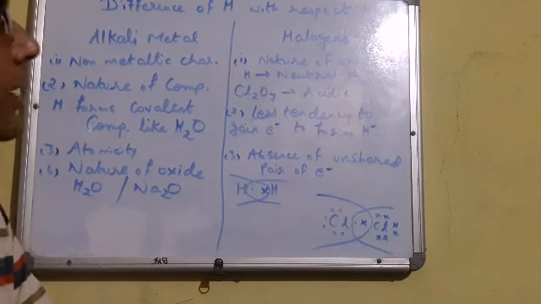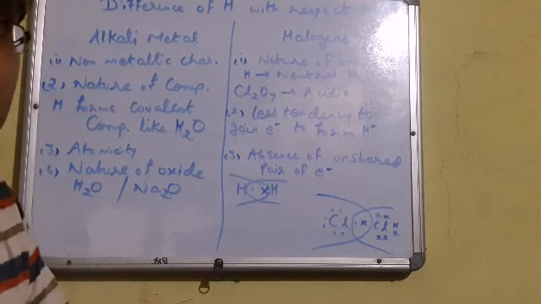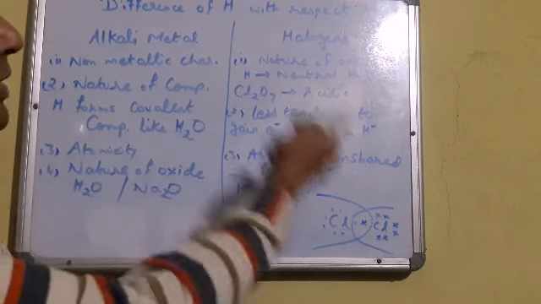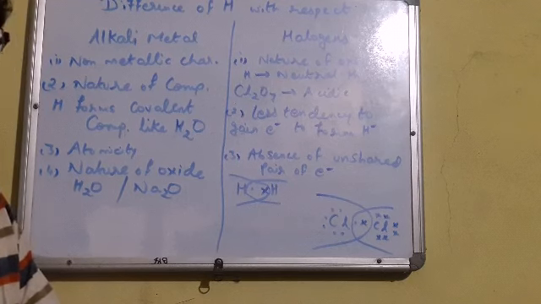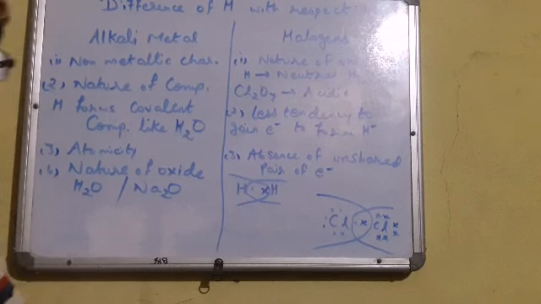Hence, we can say that hydrogen shows a lot of difference with respect to alkali metals and with respect to halogens. Hence, there is no fixed position of hydrogen. It is kept at the top of the periodic table. Fine. Thank you.